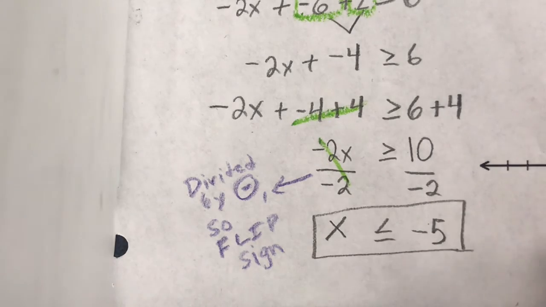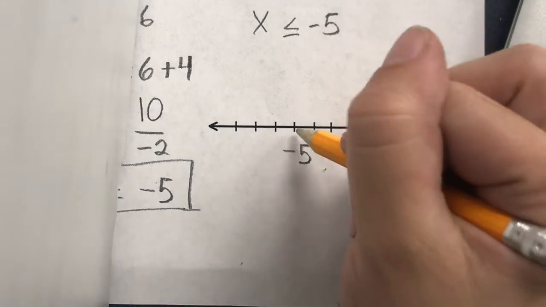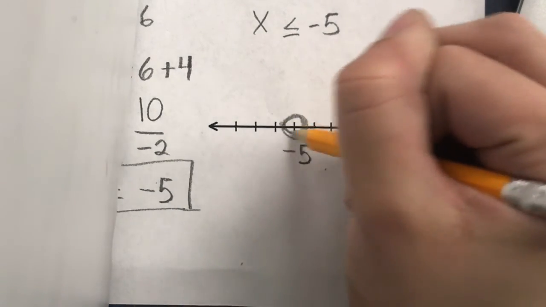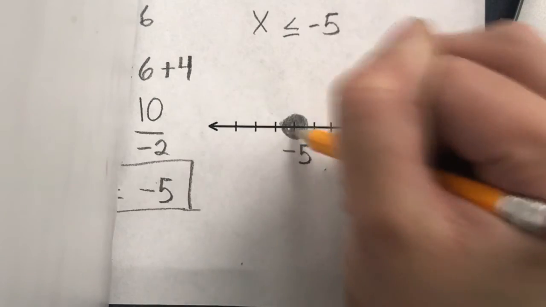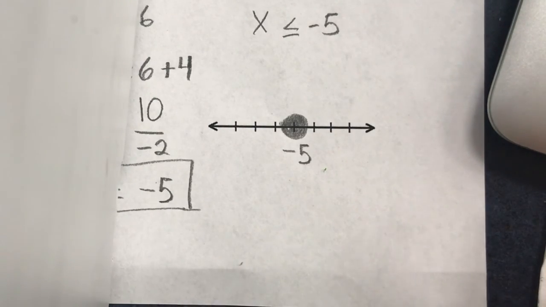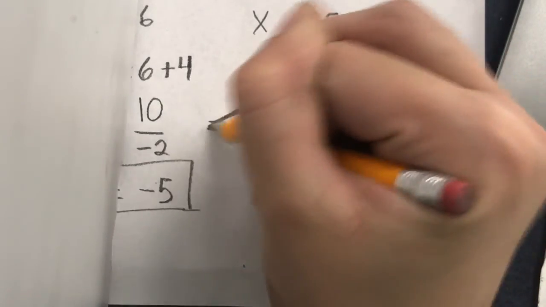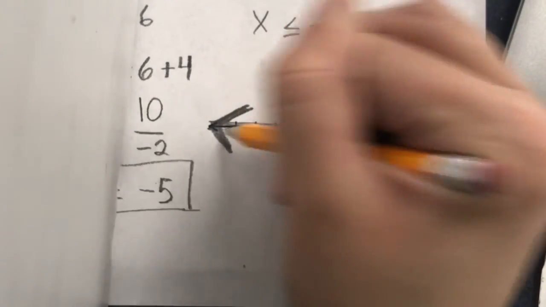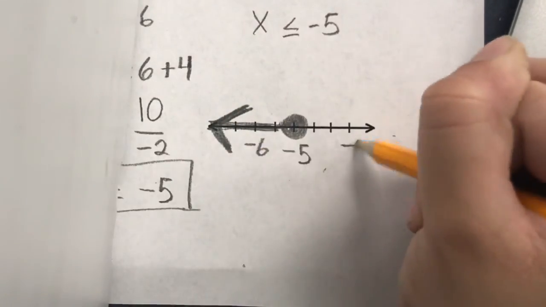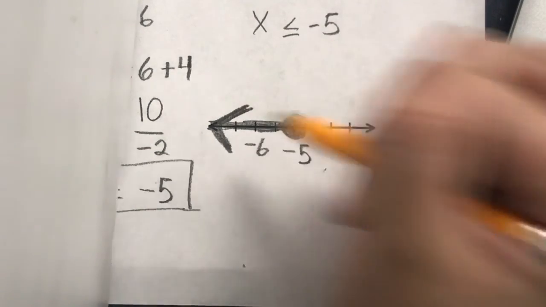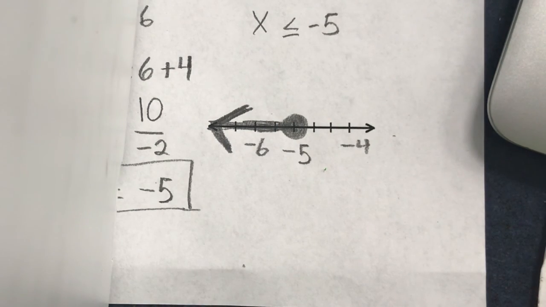Okay, and then the last step, again, like we've been doing a lot, is we're going to graph it. So I have negative 5. I'm going to have a closed point at negative 5 because it includes negative 5. And then less than or equal to means I'm going to the left because numbers get smaller to the left. That means, remember, farther away from 0 when we're in negative world. Okay.